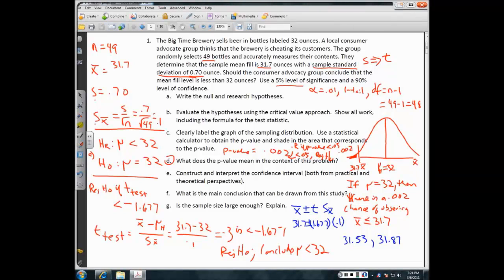But if we wanted to look at this interval and say, is it plausible that the mean could be 32, we would say no, the whole thing is less than 32, so we would be confident that the population mean is less than 32, again, because the whole interval is less than 32. We're also confident it's greater than 31. So the main conclusion is that we're pretty confident the population mean is less than 32. The sample size is large enough, it's 49. It's large enough if there are no outliers in the population. Same rules as we used on the previous exam for the one sample Z test.